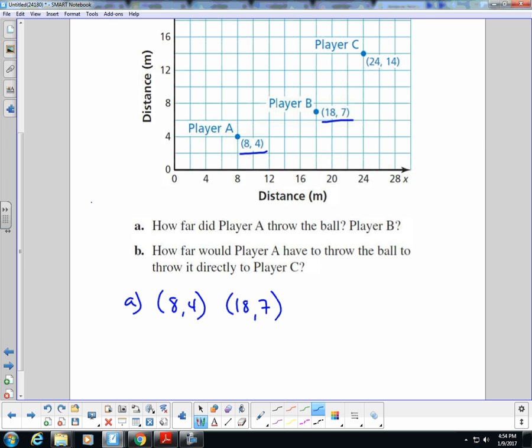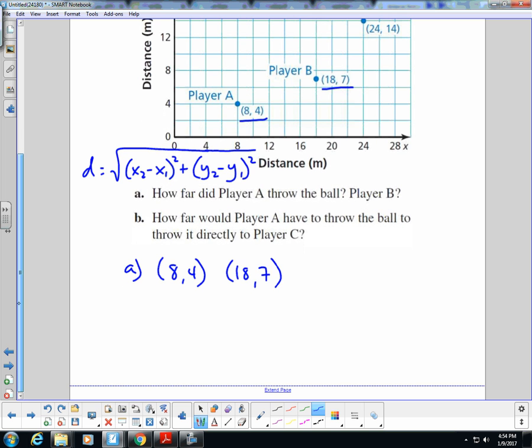Now the formula, and I'll write it right here. We've got x sub 2 minus x sub 1, square it, add that to y sub 2 minus y sub 1, square it. Now, in these 2 sets of ordered pairs, let's identify what x sub 1 and x sub 2 are going to be and y sub 1 and y sub 2 are going to be. Let's call the 8 the x sub 1, so that makes 4 y sub 1. And then the 18's x sub 2, that means the 7 is y sub 2. Okay, so let's throw all this into our formula here.